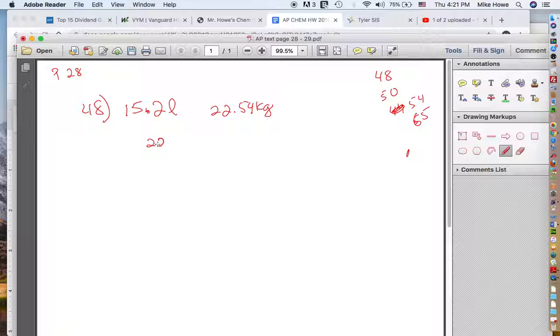You're going to take the 22.54 kilograms, you're going to change that to grams, and then you're going to take the 15.2 liters. Oops, that's liters. You're going to change that to milliliters. You know these relationships. I'm going to let you work this out. But your basic approach is after you get the grams here and the milliliters here, you divide them, and that'll give you the density. That's all there is to that one.